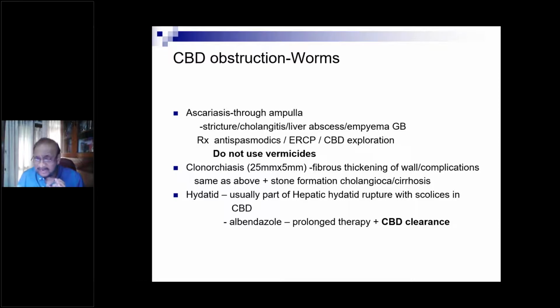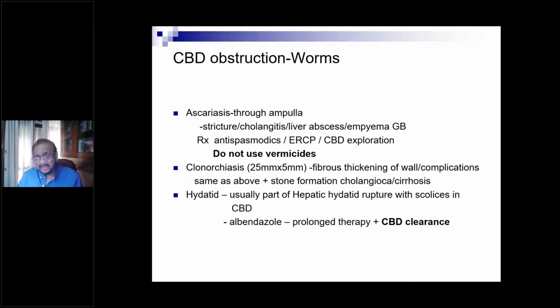Now, you can give antispasmodics to relax the CBD. You can do ERCP and drag it out, or you can do a CBD exploration. Short of that, remember one thing: do not use a vermicide with a live Ascaris inside the CBD. Do not. If on ultrasound you can see the worm wriggling, you can easily see it. If you see that, do not use a vermicide. Why? If you kill the Ascaris there, it is not going to be expelled by itself. Then you have to go in for an ERCP.